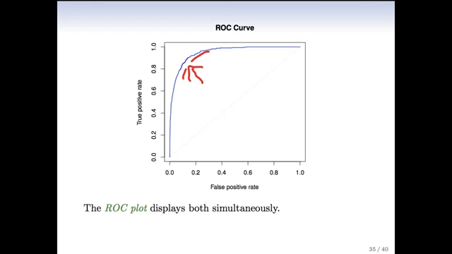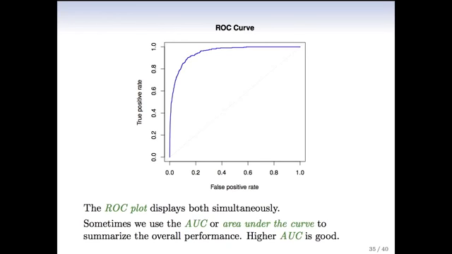So if you flipped a coin, you'd be on the straight line. Okay? And so this is a single curve that sort of captures the behavior of the classification rule for all possible thresholds. And you can compare different classifiers by comparing their ROC curves. Okay? And to summarize it even more, we sometimes use the area under the curve, or AUC, which captures the extent to which you're up in the northwest corner. And higher AUC is good. Okay?